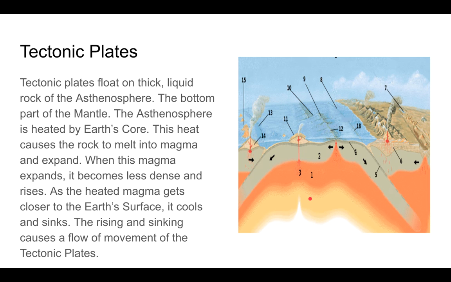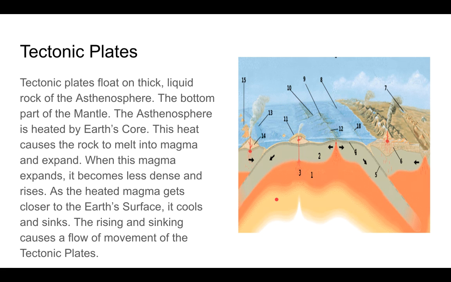So as the asthenosphere is heated, the heat causes the rock to melt into magma and expand. When this magma expands, it becomes less dense and rises. So we're getting higher, and you can see right here as little bumps, if you follow my pointer, going into the lithosphere. So the asthenosphere is making the lithosphere rise.